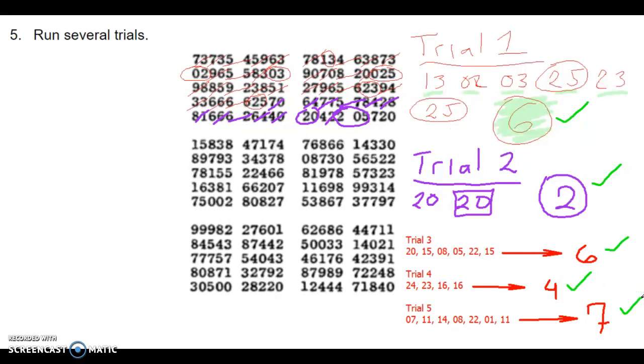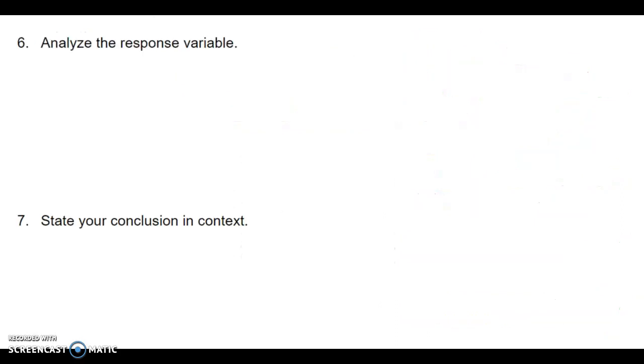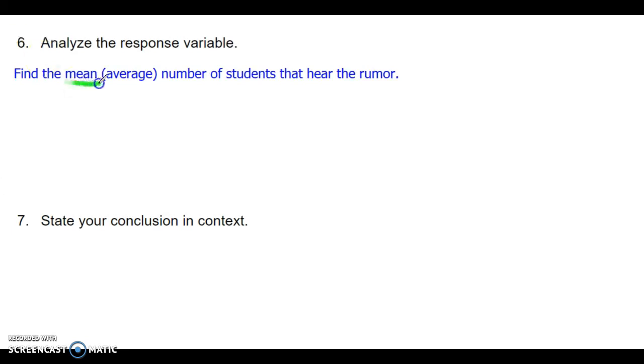Now I could continue this. In fact, when you do a simulation, it's good to do multiple trials. But in this case, we're just going to do 5. Well, what do we do after that? Well, the next thing that we do is we analyze the response variable. The most logical way to analyze the response variable in this particular case is to find the mean or the average number of students that hear the rumor.